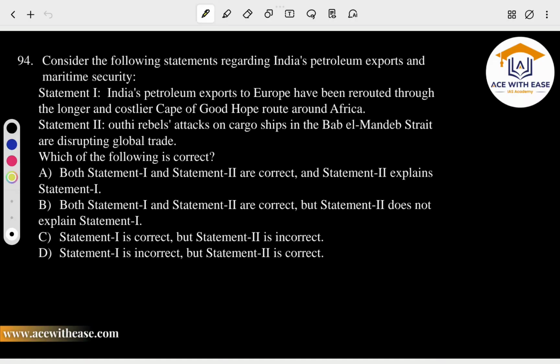94. Consider the following statements regarding Indian petroleum exports and maritime security. Indian petroleum exports to Europe have been rerouted through the longer and costlier Cape of Good Hope route around Africa. Yes, the Houthi rebels' attacks on cargo ships in the Bab-el-Mandeb Strait are disrupting global trade. Due to these rebels attacking the cargo ships, we are taking a bigger turn and rerouting our trade ships, petroleum exports, and so on. So here, for 94, option A is correct.